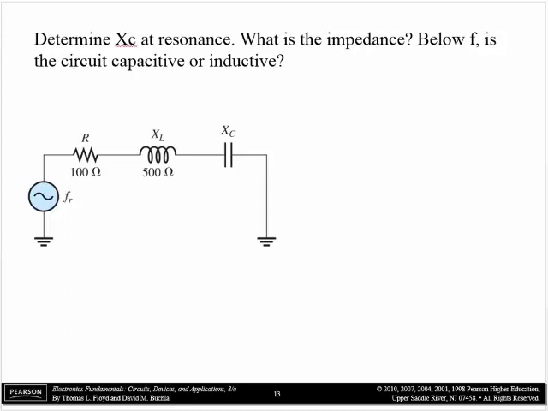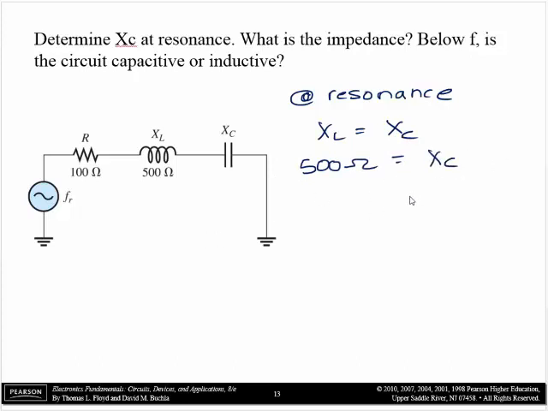Okay, so example problem. Determine XC at resonance. What is the impedance of the circuit? Below F, is the circuit more capacitive or inductive? Well, I'm going to guess that below F the circuit is going to be more capacitive because I said it was, and I showed you the plot that shows you that it is. So anyway, this problem, determine XC at resonance. At resonance, XL equals XC, and it says XL is 500 ohms. So what is XC? XC must also be equal to 500 ohms.